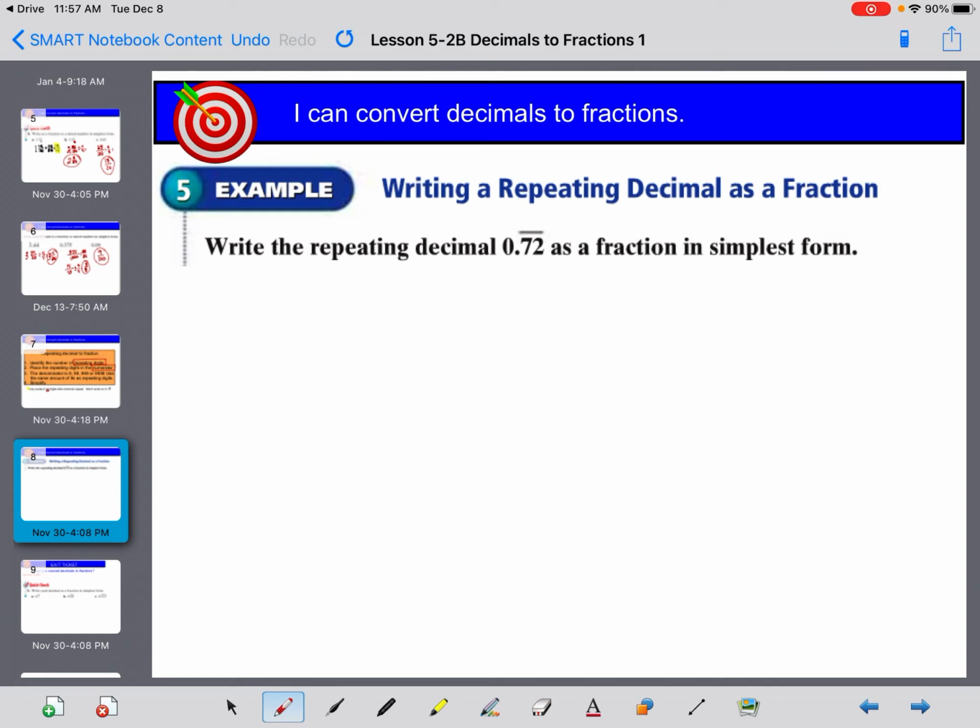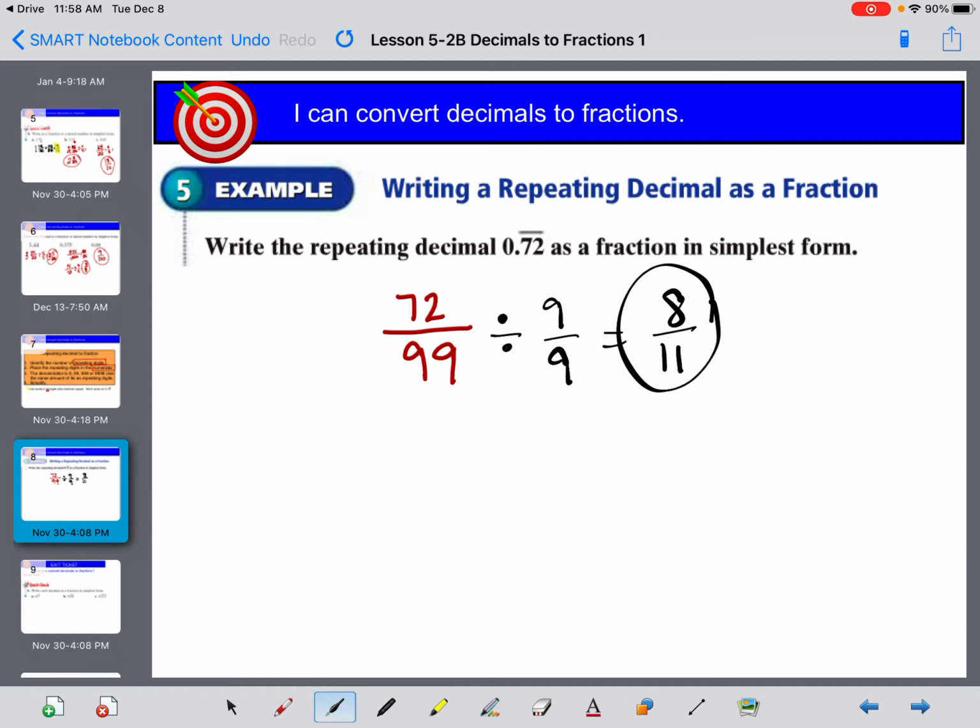So writing a repeating decimal as a fraction. If I were going to write 7200ths repeating as a fraction, I would follow the steps written in my notes. Step 1, identify the number of repeating digits, 72. That's 2 digits. Place the repeating digits in the numerator. In the denominator, use the same number of 9s as there are repeating digits. In this case, there are 2 repeating digits, so I put it over 2 9s. Then simplify. And I get 8/11ths.